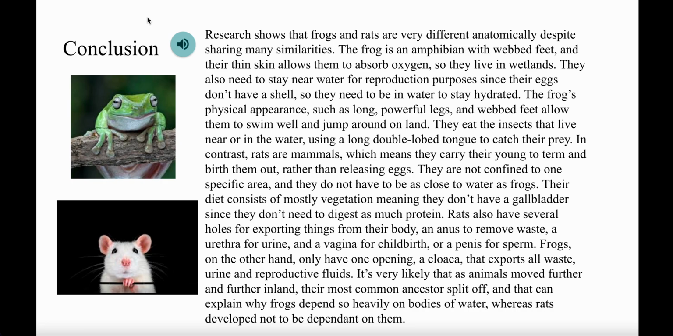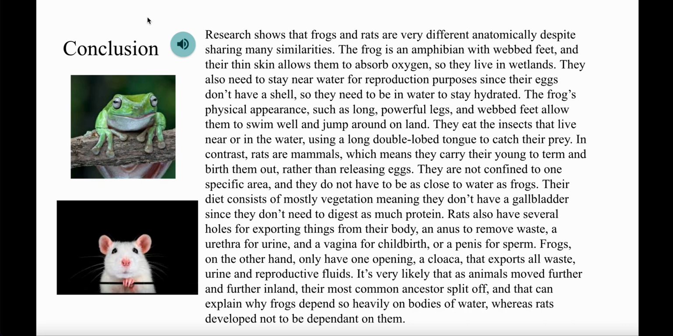The frog's physical appearance, such as long, powerful legs and webbed feet, allow them to swim well and jump around on land. They eat the insects that live near or in the water, using a long double-lobed tongue to catch their prey. In contrast, rats are mammals, which means they carry their young to term and birth them, rather than releasing eggs. They are not confined to one specific area, and they do not have to be as close to water as frogs. Their diet consists mostly of vegetation, meaning they do not have a gallbladder since they do not need to digest as much protein.